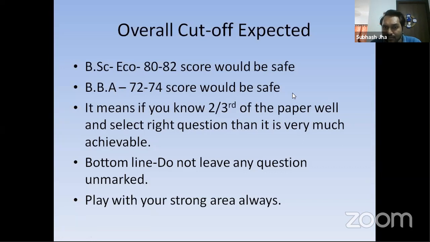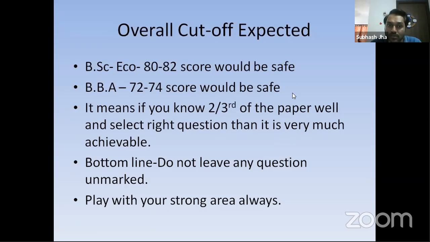That even if you answer two-thirds of the paper well and select the right questions, there will not be any difficulties to get through this exam. You need to understand two-thirds of the paper. You should know. That's it. One-third of the paper, if you are not knowing, then also there is not a problem.